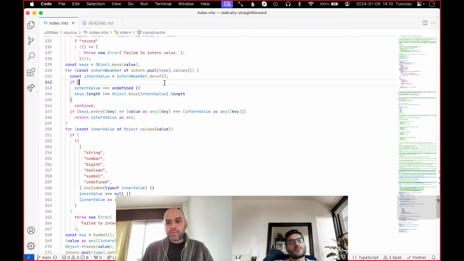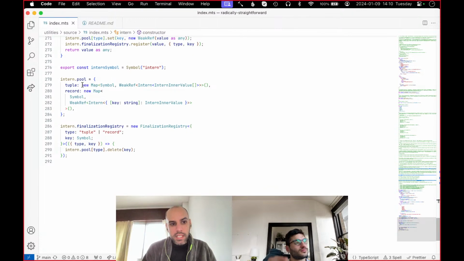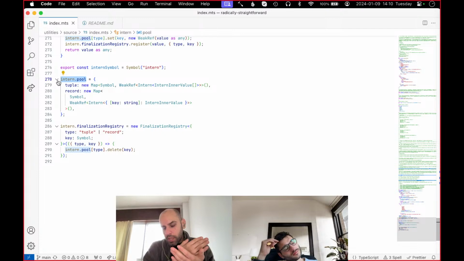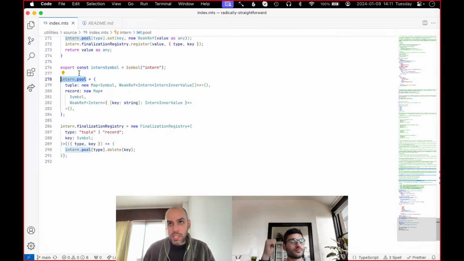And if you do this, then you end up with less garbage. But you still end up with, let's say, garbage in the pool. Because the pool now has a list of a bunch of empty boxes, a bunch of weak refs that have been garbage collected. And that's annoying because when you're interning a new value, you will have to compare against a bunch of empty boxes, which is unnecessary work.